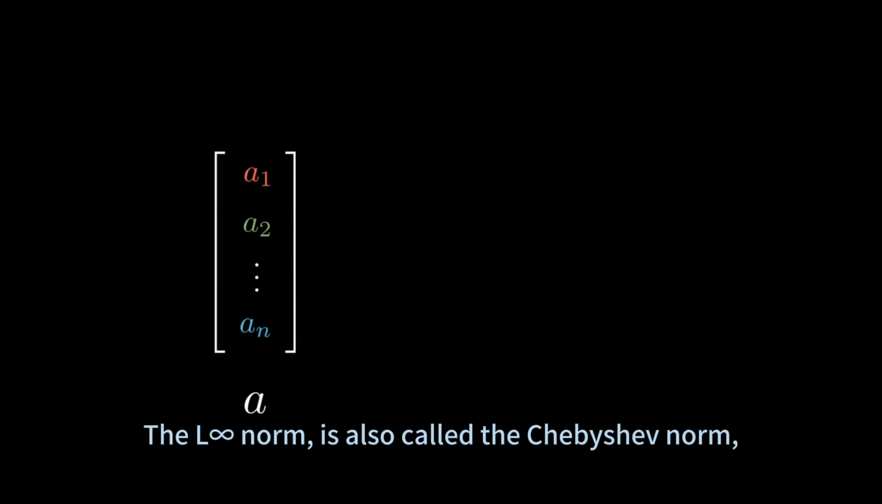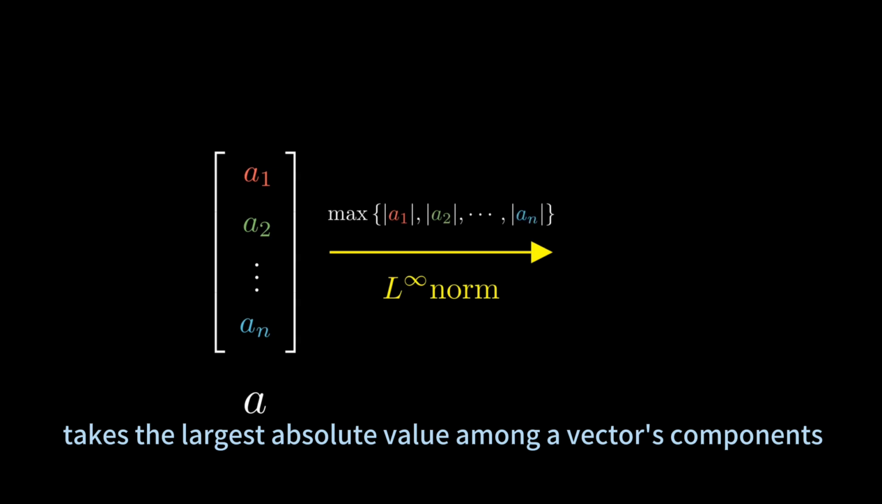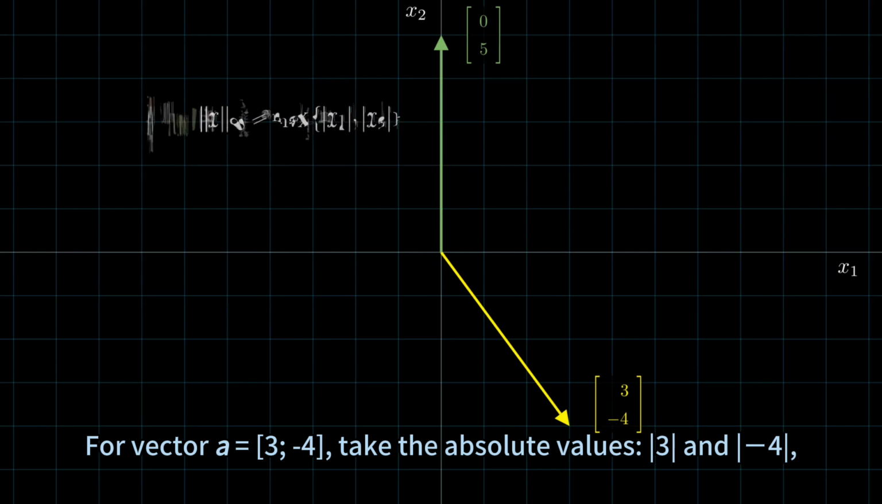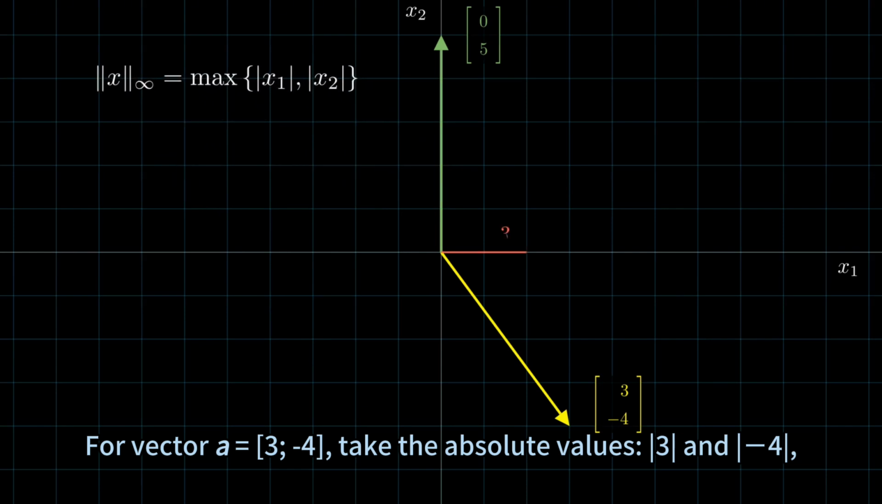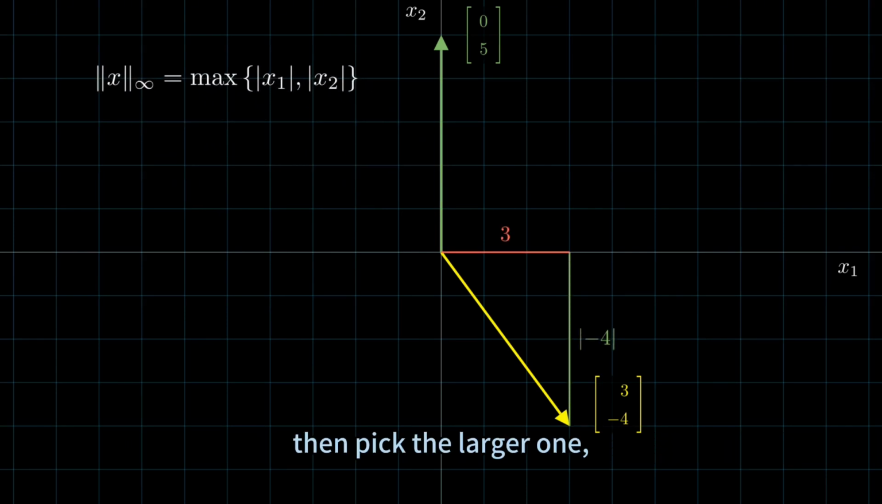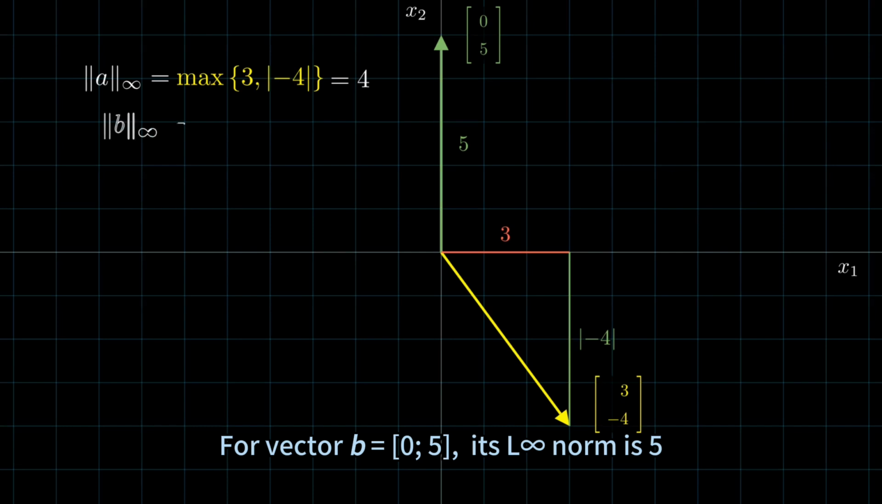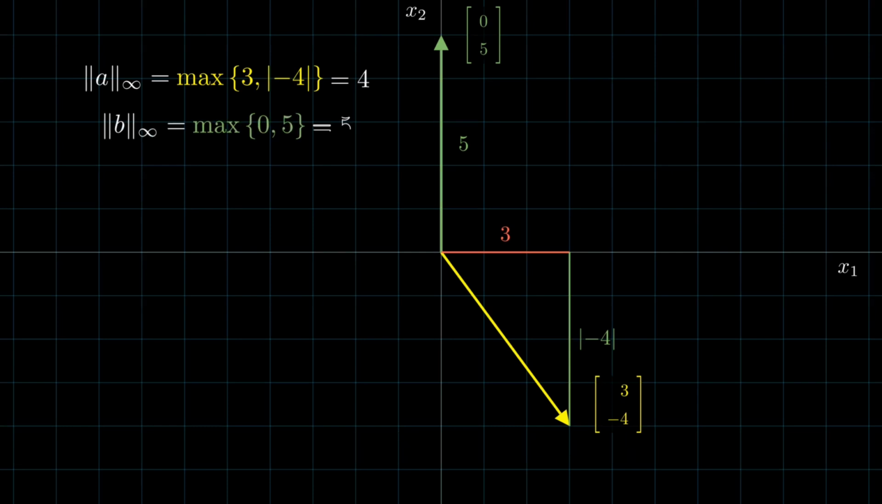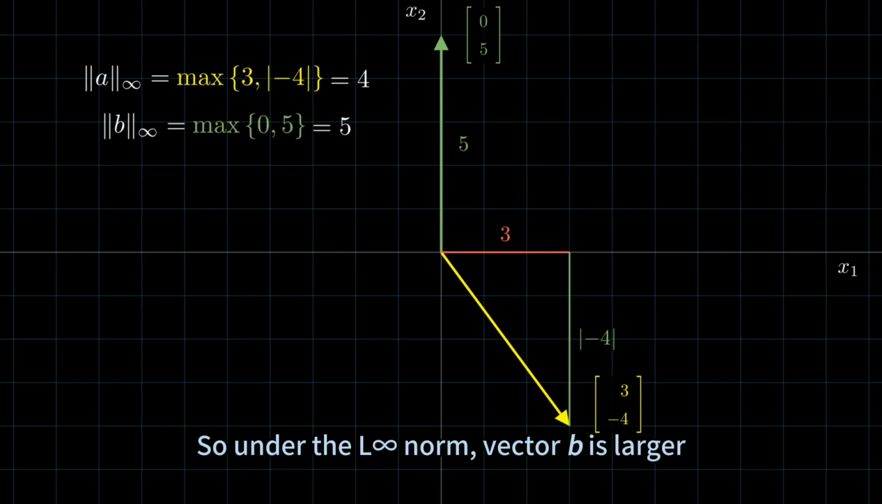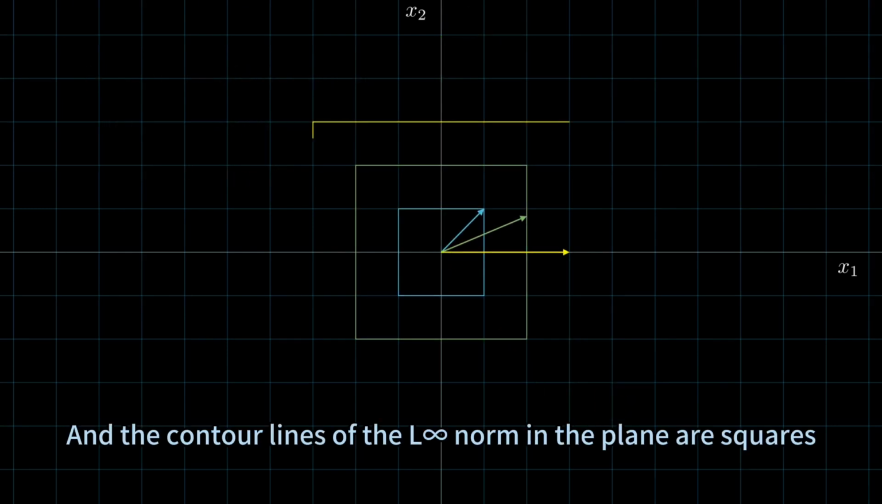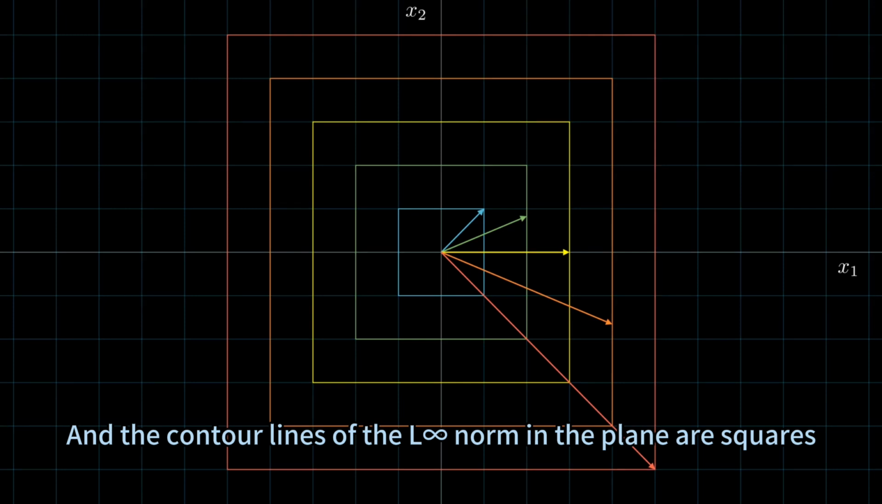The L infinity norm is also called the Chebyshev norm. It takes the largest absolute value among a vector's components. For vector A, take the absolute values, 3, 4, then pick the larger one, which means vector A's L infinity norm is 4. For vector B, its L infinity norm is 5. So under the L infinity norm, vector B is larger. And the contour lines of the L infinity norm in the plane are squares.